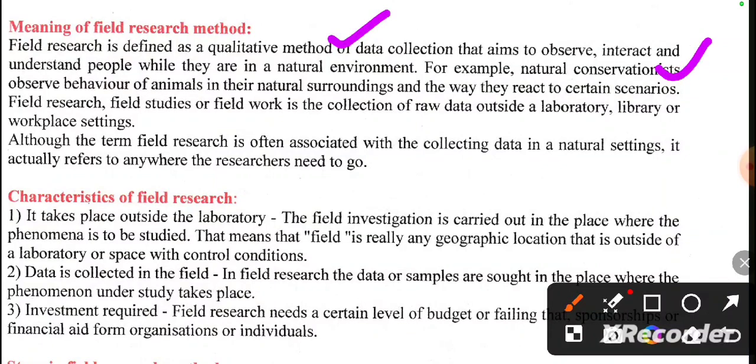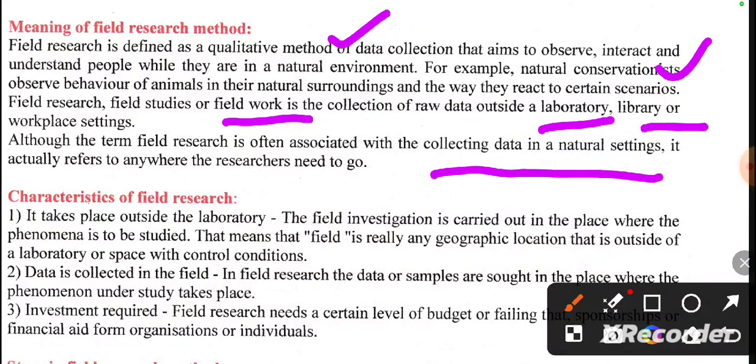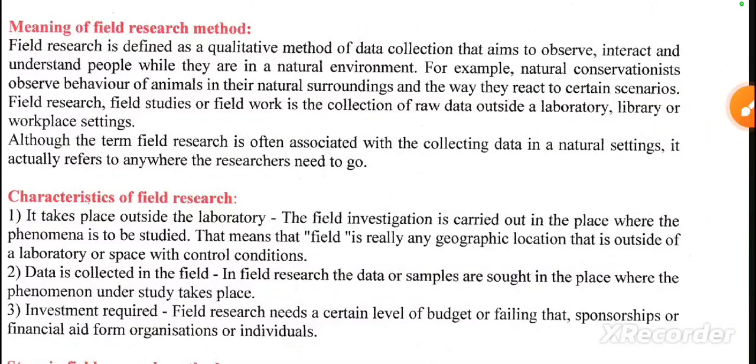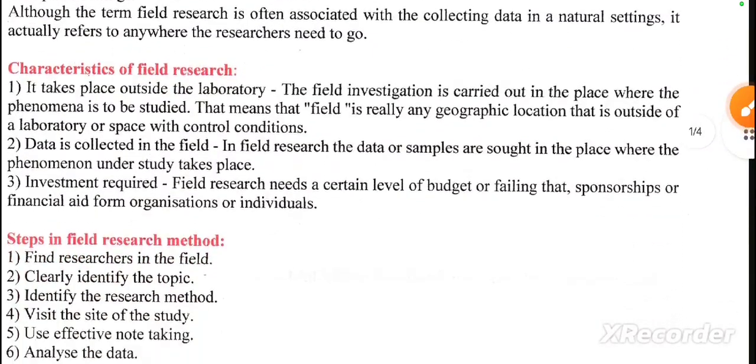Field research, field studies, or field work is the collection of raw data outside a laboratory, library, or workplace setting. Although the term field research is often associated with collecting data in natural settings, it actually refers to wherever the researcher needs to go. So what are the characteristics of field research?